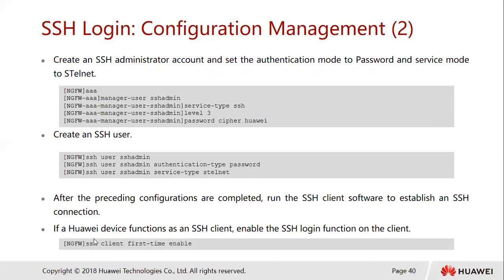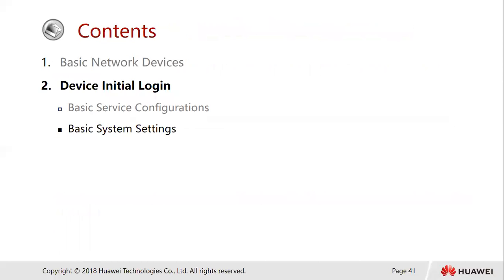Okay. Now here, if a Huawei device functions as an SSH client, you're supposed to enable the SSH login function on the client by using this command, SSH client first-time enable. So very, very important for you that you know these commands. So if you are stuck somewhere, of course, you have to use a question mark.